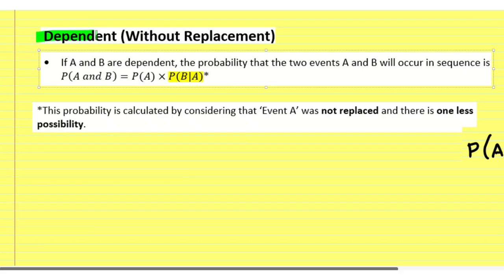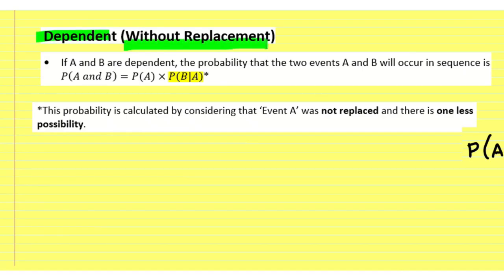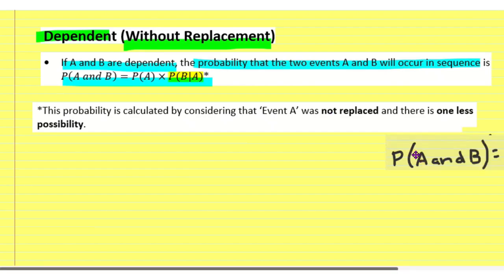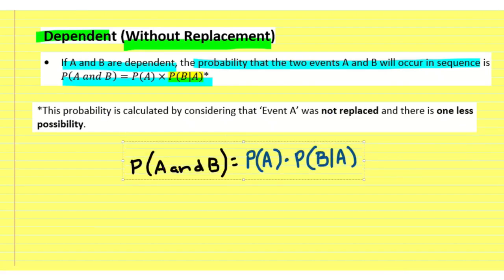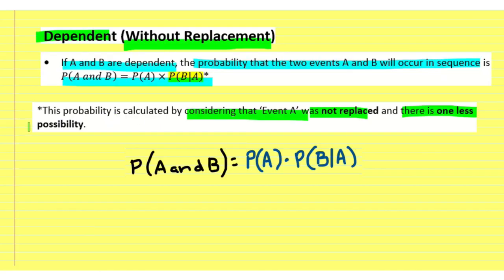Another way to think about dependent is without replacement. We had the example where we took a king out of a deck of cards. We did not put it back in, and it made the queen dependent upon the king because we had changed the total. So we write that if A and B are dependent, the probability that the two events A and B will occur in sequence is this equation. Of course, we've already looked at that on the screen before. This probability is calculated by considering that event A has not been replaced and there is one less possibility.